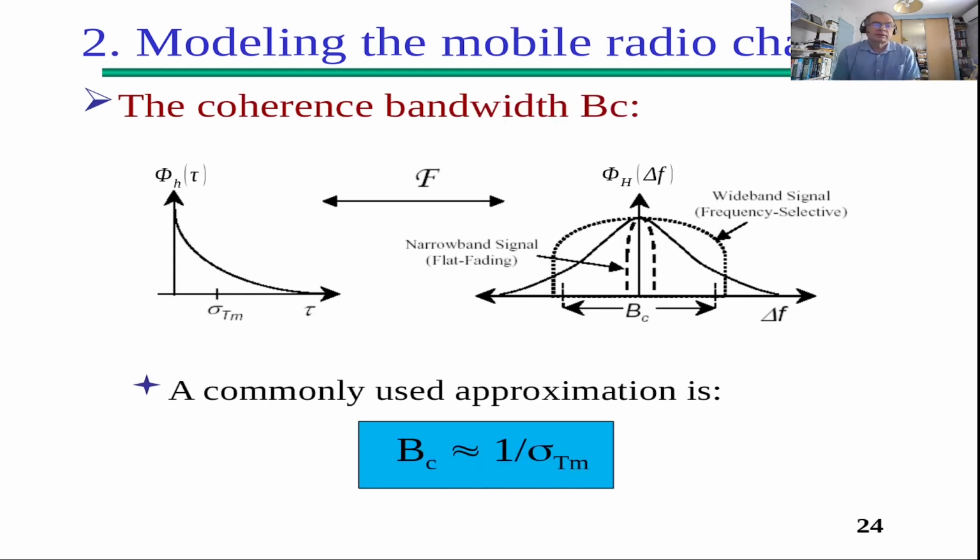Another important characteristic is the coherence bandwidth. You can look at this coherence bandwidth as the frequency stability region we were talking about at the beginning of this presentation. In fact, when you take the Fourier transform of the channel response on this function, depending on the frequency, you can see the coherence bandwidth. And in fact, a commonly used approximation is given by this equation, which is simply 1 over the RMS delay spread we just saw before.